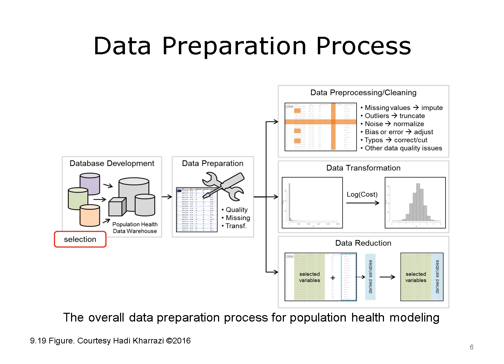Data preprocessing or cleaning may include imputing missing values, truncating outliers, normalizing the noise, adjusting errors or biases, correcting typos, and many other techniques to improve the quality of the data. Data transformation includes mathematical functions that can help to fit the data into desired distributions. For example, cost is often highly skewed, and a log function can help make its distribution more normal.